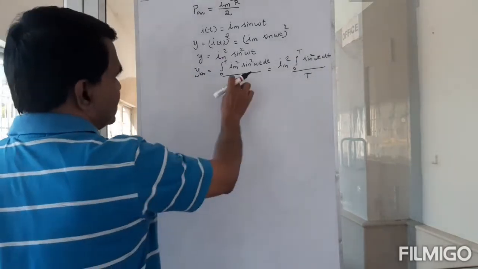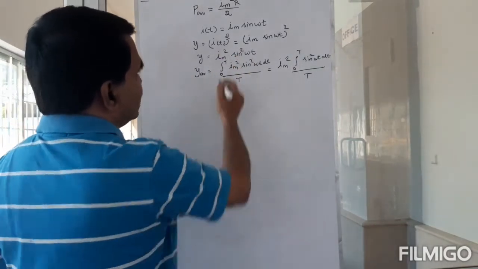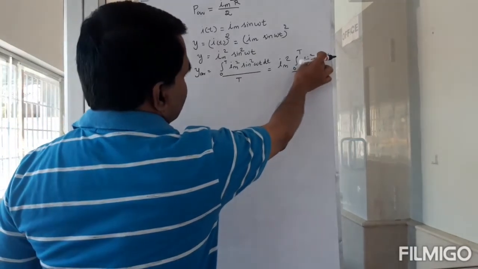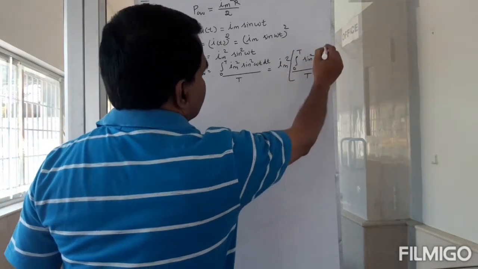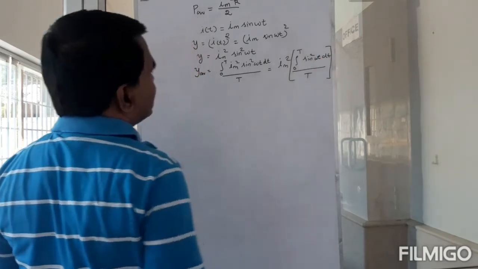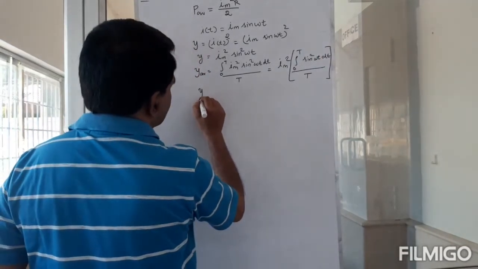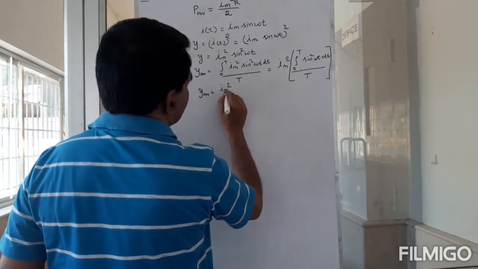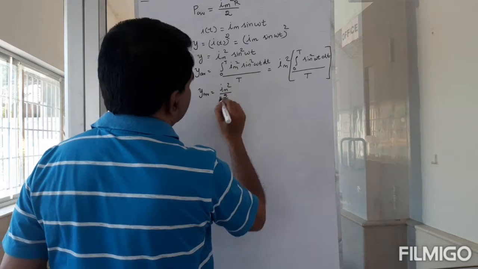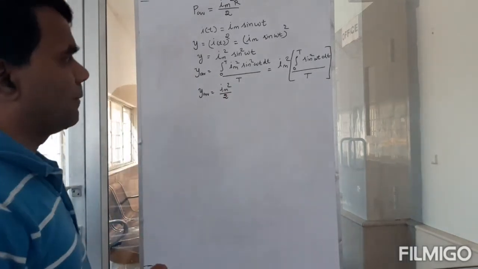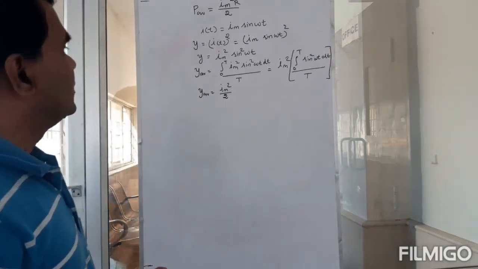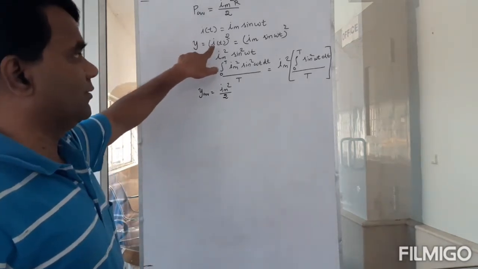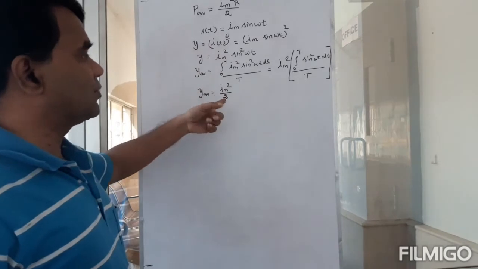This doesn't go in, it is out. You do this first and then you divide it by time. So this part is equal to 1 by 2. So I am saying that y average is equal to Im squared by 2. So y is equal to I squared, and the average is Im squared by 2.